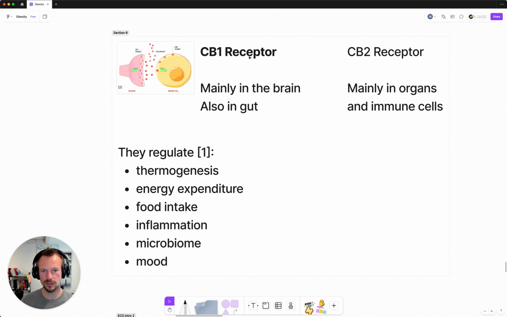Now, I've emboldened CB1 receptor because fundamentally CB1 receptors wildly outnumber CB2 receptors in your body. And so a lot of the work goes into CB1 receptors. If you produce things that touch both receptors at any given time, because there are so many more CB1 receptors, it will always have an outsized impact on CB1.